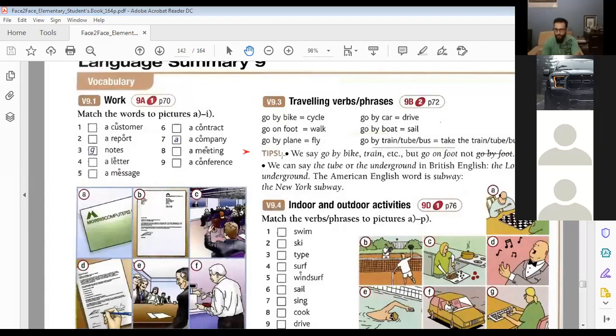We say go by bike, by train, but we go on foot, not go by foot. Correct. So all of them we say by, right? Go by car, go by bike, go by boat, go by plane. But for foot, we don't say go by foot. We say on foot. Go on foot, right?